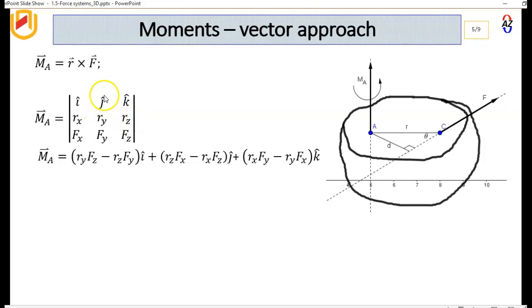And then minus j, because it's a checkerboard pattern, plus minus j, Rx Fz minus Fx Rz. Or if you say plus j, then you must reverse it, and then you say Fx Rz minus Rx Fz, and then plus k, Rx Fy minus Fx Ry, and this is what you see right here. So it's counterclockwise positive in our right-hand coordinate system if we're using vectors.